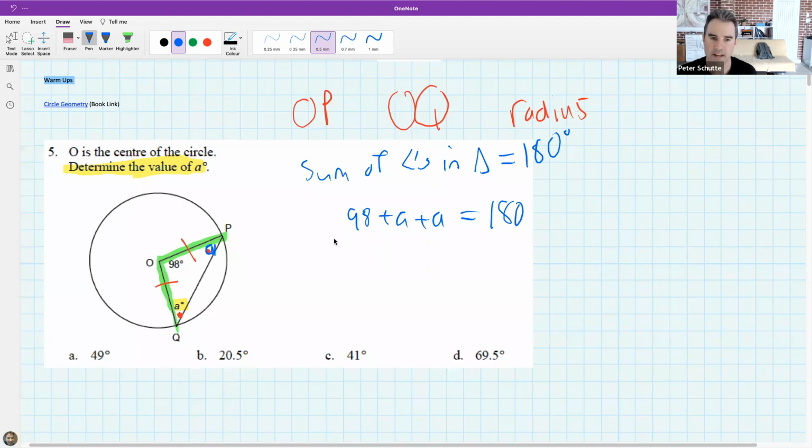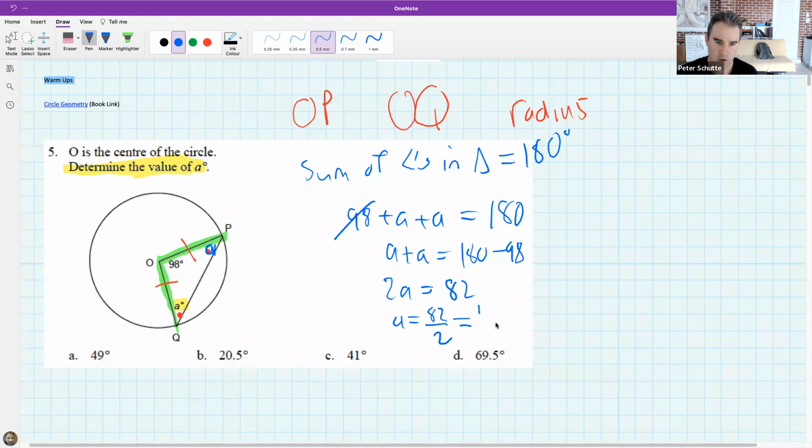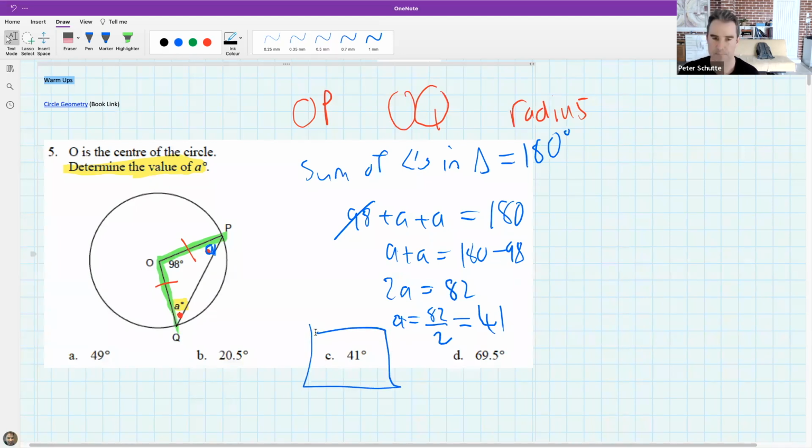So if we take away 98 from this side, we get A plus A is 180 minus 98. And then A plus A is 2A. So we get 2A is 82. And then if we divide both sides by 2, we get that A is 41. And so the correct answer is 41 degrees.